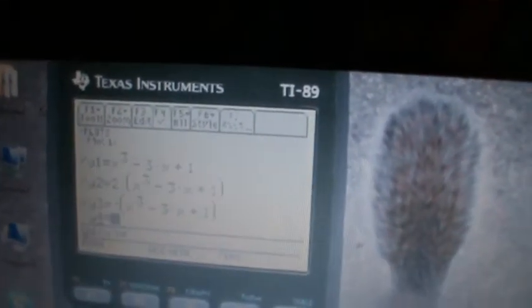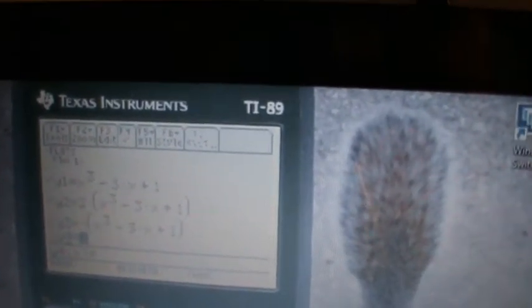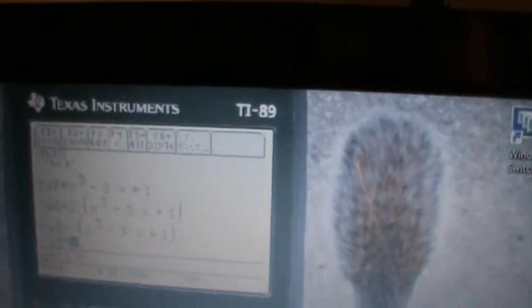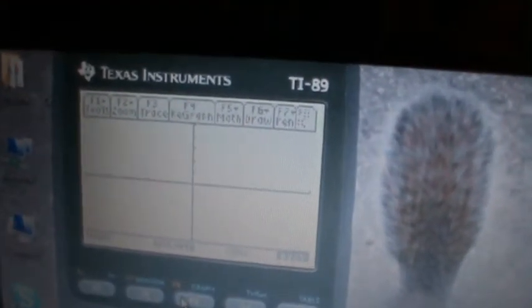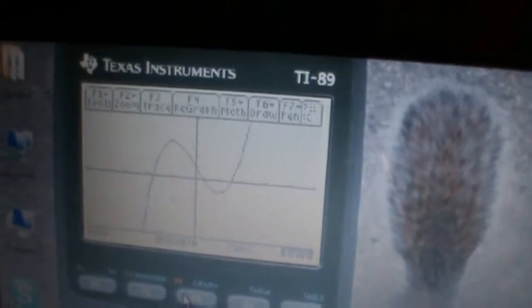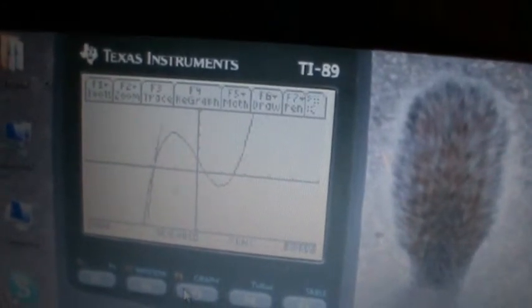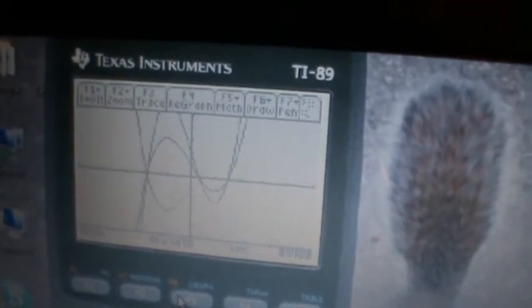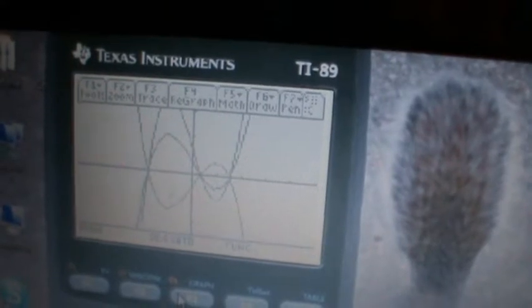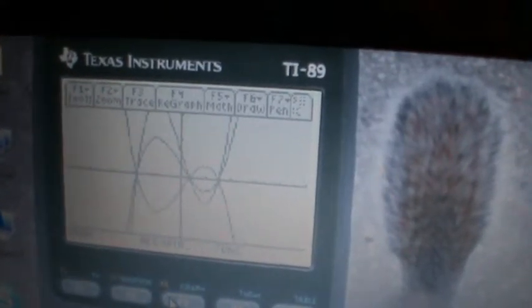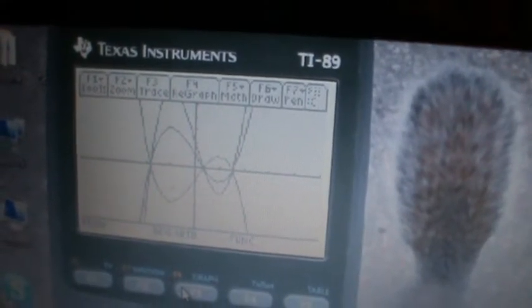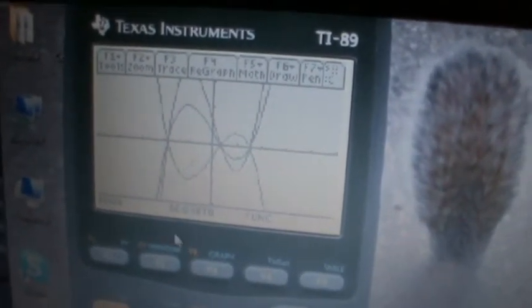Let me go ahead and graph these here. I'll go to second and graph. So there's the first one. Notice it's got three roots. And the second one has the same roots. There it is. And the third one comes in from the top, same three roots, but they all are different graphs. Those are families of polynomials. Notice the difference that we had there. Let me go back to the y equals screen.